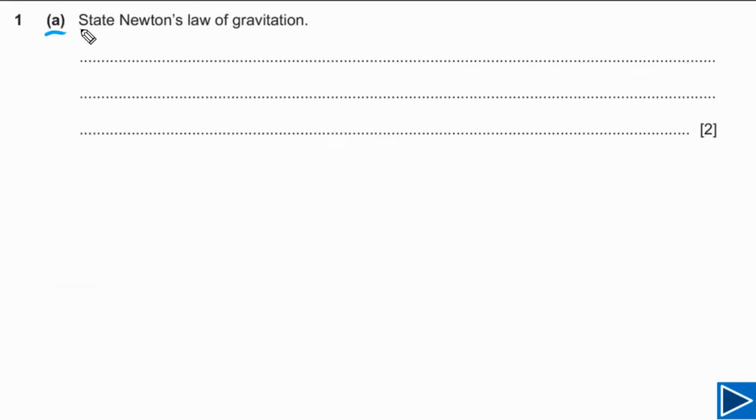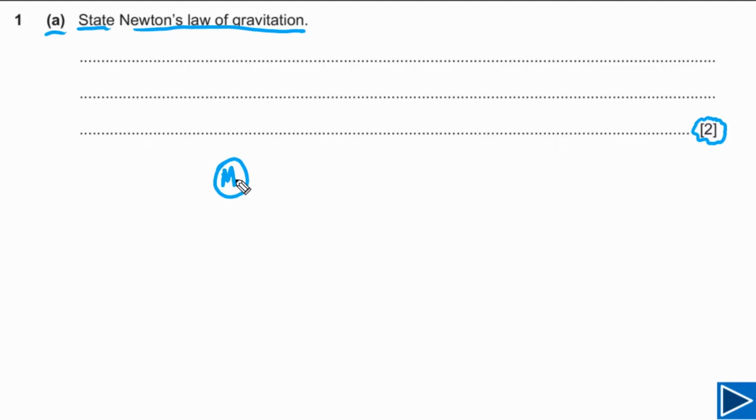For part A, the question is asking us to state Newton's law of gravitation, and this question has 2 marks, and this is a typical type of question. It simply means that almost every year they will ask you to state Newton's law of gravitation. So let's try to understand what exactly Newton's law of gravitation is.